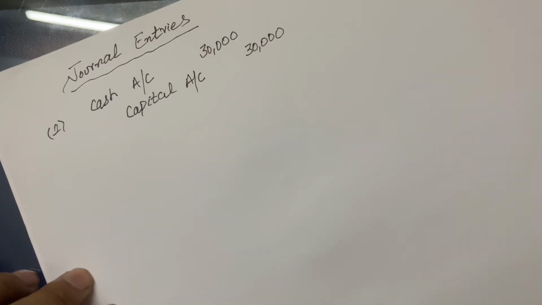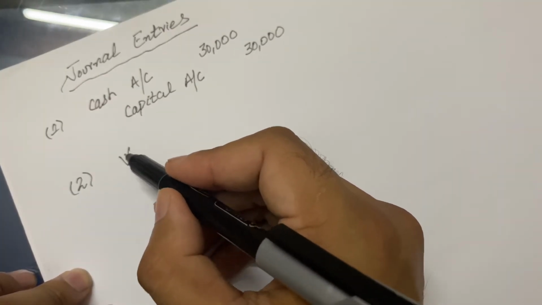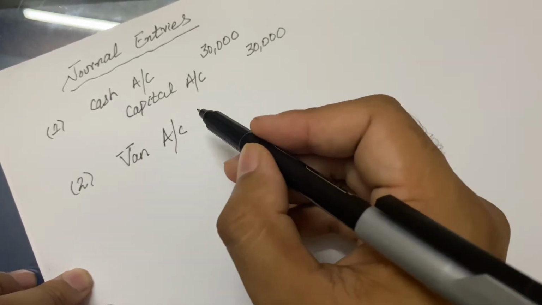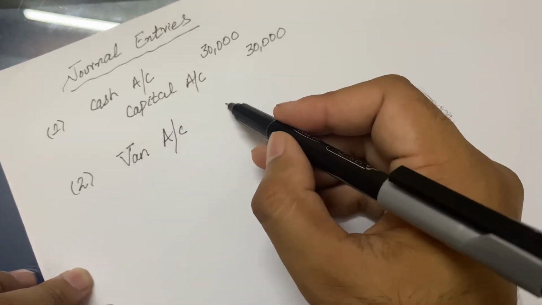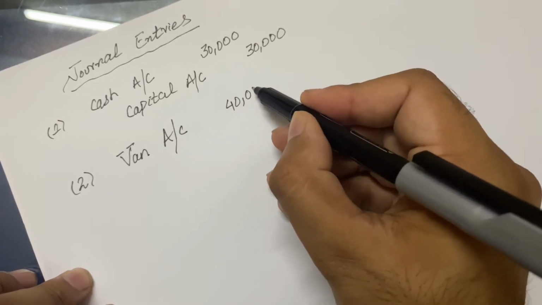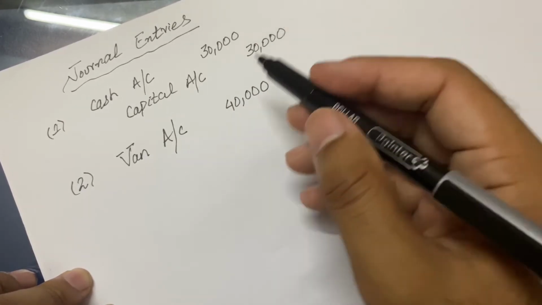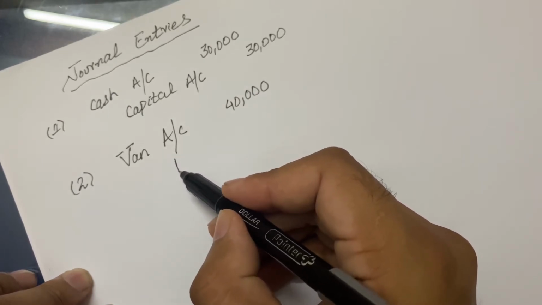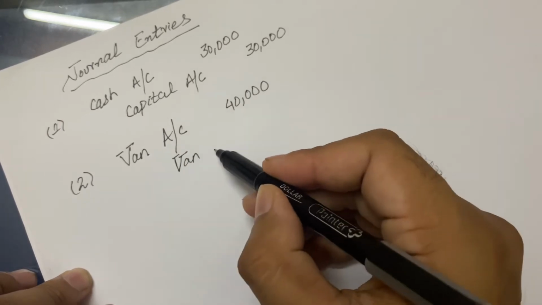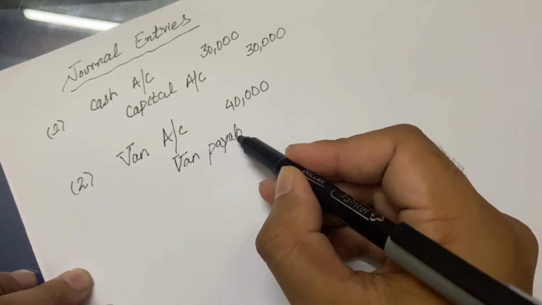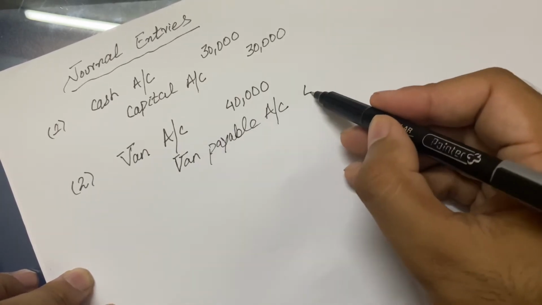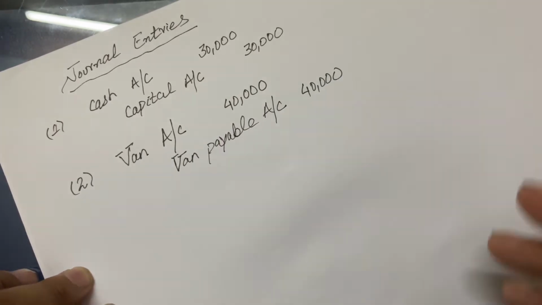In my second entry, Abbas borrows rupees 40,000 to purchase a van. So here we have the van account. Van is an asset. Asset is increasing. He's going to purchase a van, and he's going to incur a liability. As the liability is increasing, it will be credited with an amount of 40,000 rupees.